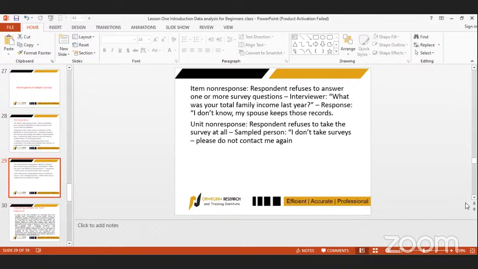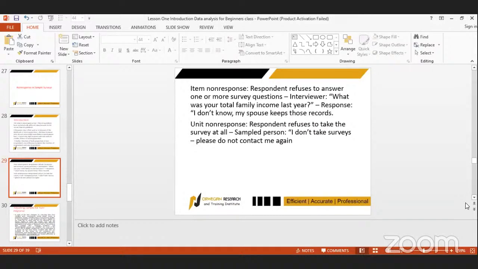Then we also have what we call unit non-response. The respondent refused to take the survey at all. Okay, I don't take surveys, please do not contact me again. So that is the response that somebody has already given you. In that particular case, what will happen is that the question has not been responded to.